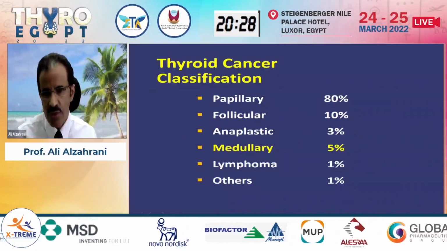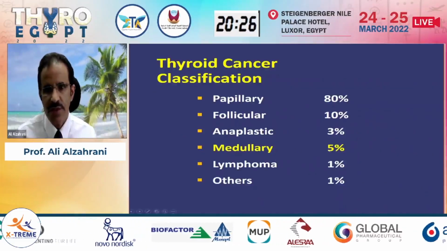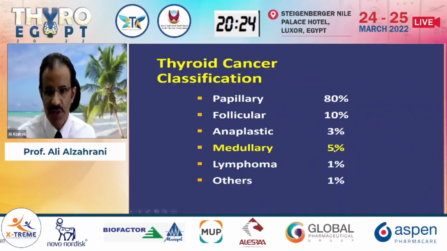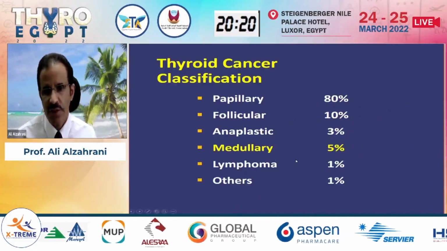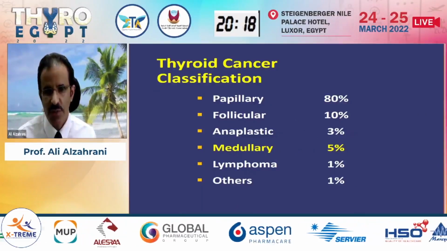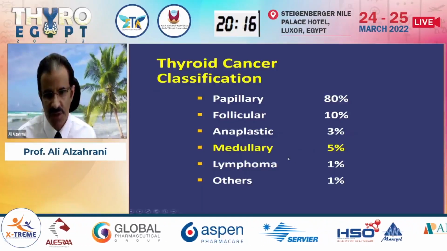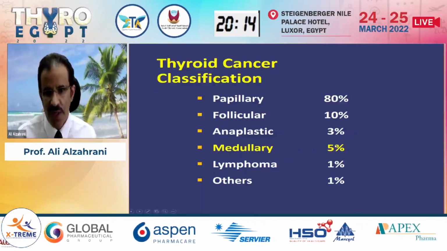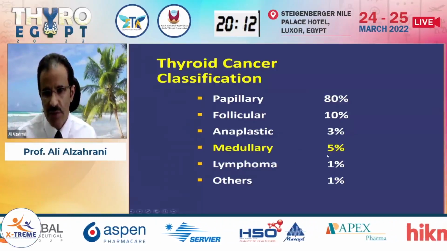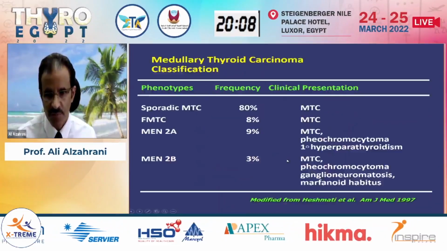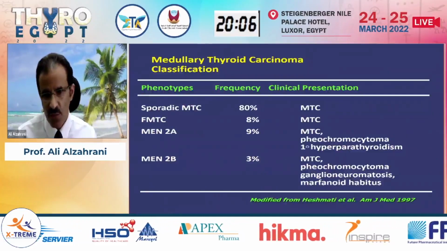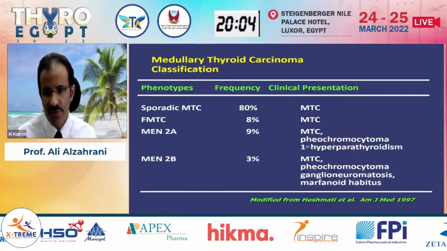So, as you all know, medullary thyroid cancer is not that common. It's much less common than the differentiated thyroid cancer, but it is a very special type of cancer with its own course, characteristics, management, and outcome. And again, overall, around 5% of thyroid cancer are medullary type. But again, within the medullary type, we have several subtypes.